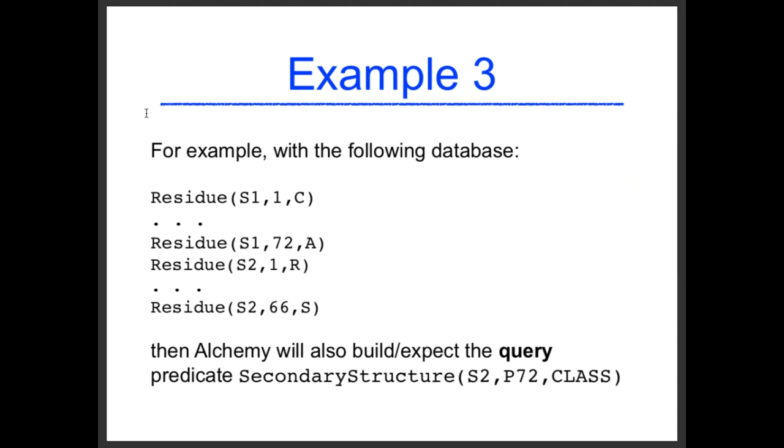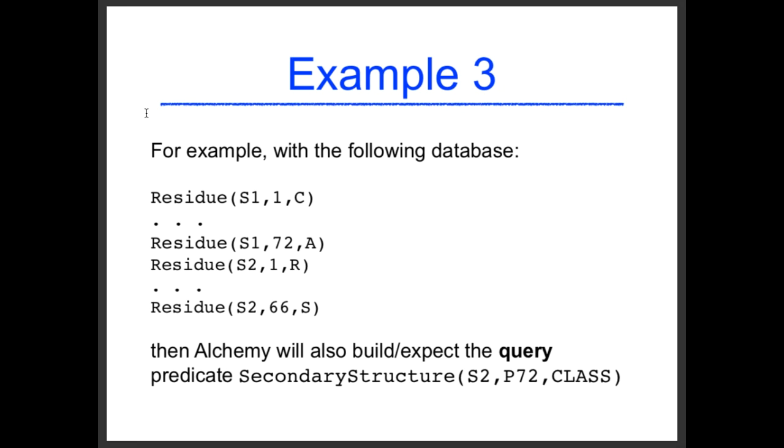You see here that you have residue in sequence S1 at position 1 is a C. Then residue in S1 in position 2 is another letter. And the first sequence has 72 residues, so the last one, residue 72 in sequence S1, is an A. That's the end of the first sequence. And then you have the second sequence S2, where the first residue is an R, and the 66th is an S. So you have 66 of them.